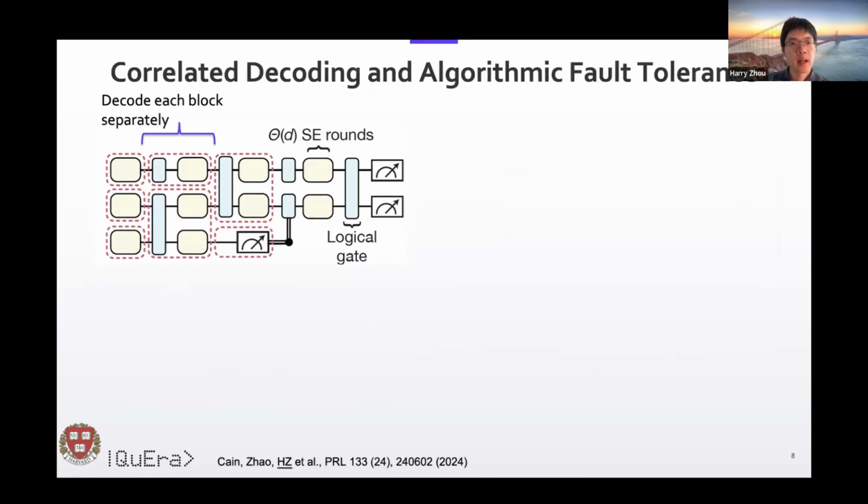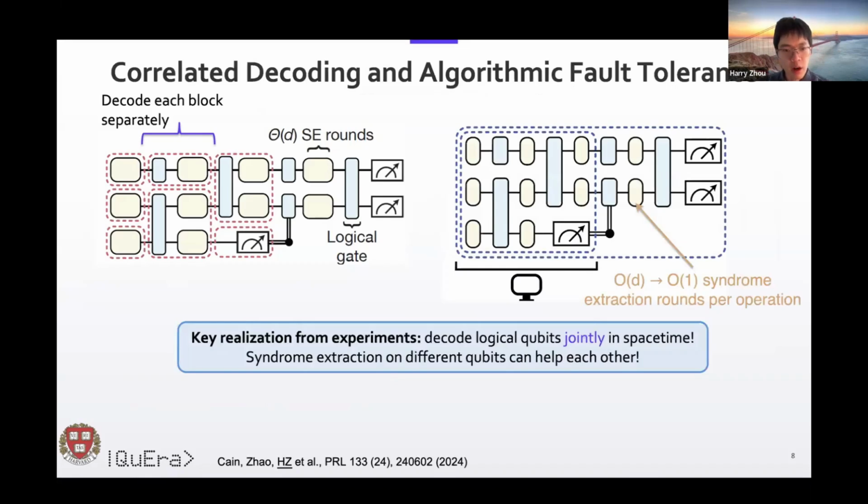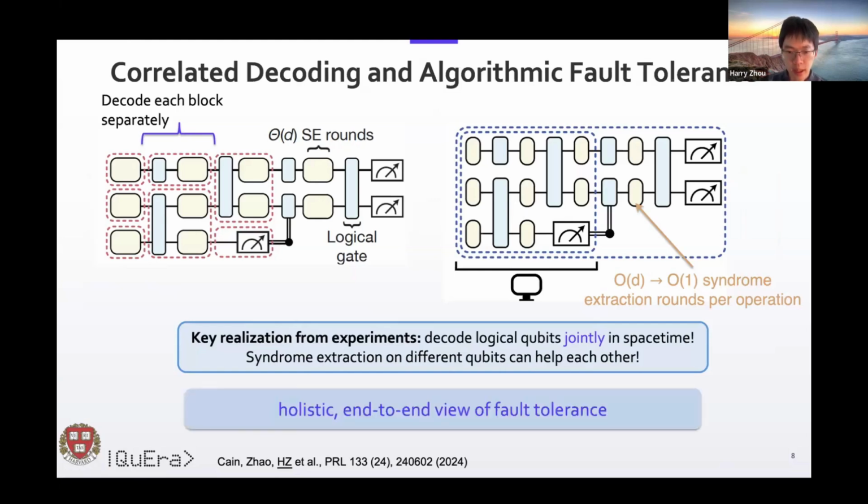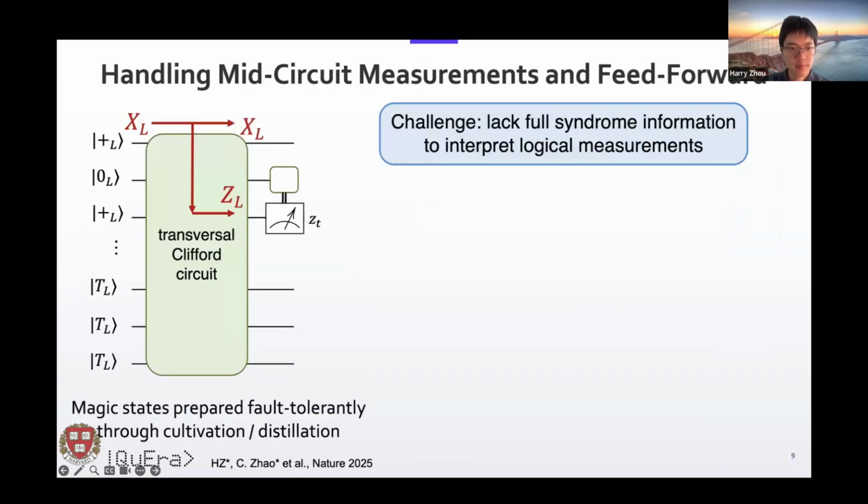So the idea that we had, very much inspired by the experiments that were being run in the labs at Harvard and at QuEra, is instead of thinking about each individual block and trying to gain fault tolerance through repetition there, you can instead decode the logical qubits jointly in space-time, and the syndrome extraction on different qubits can actually help each other out. And so by taking this holistic end-to-end view of fault tolerance, we actually find that instead of performing order d rounds, this error correction load can be spread between the different logical qubits. And for each operation, you actually only need order 1 syndrome extraction rounds.